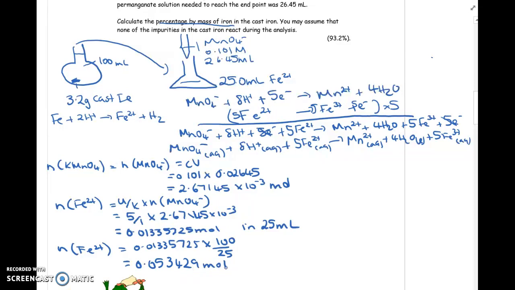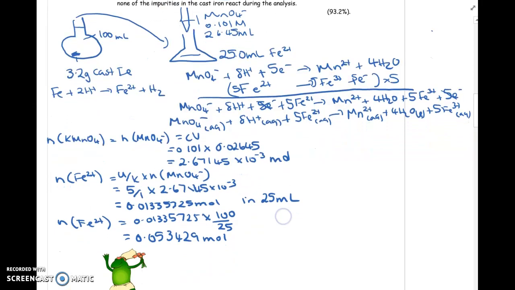Okay, now if that's the number of moles of iron 2, the number of moles of iron will be, from this equation, you can see exactly the same. So the number of moles of iron will be 0.053429 moles. Now you must make the statement. Okay? Make the statement. Otherwise you'll miss out on potential marks.